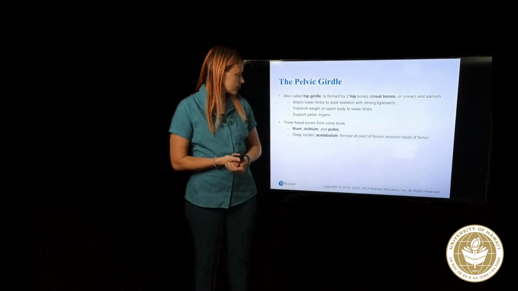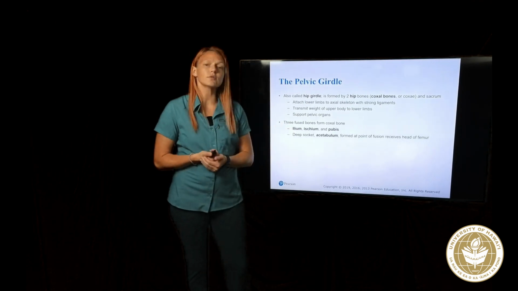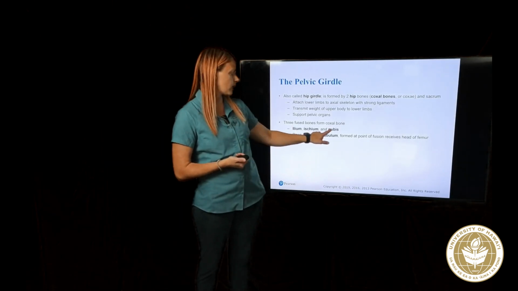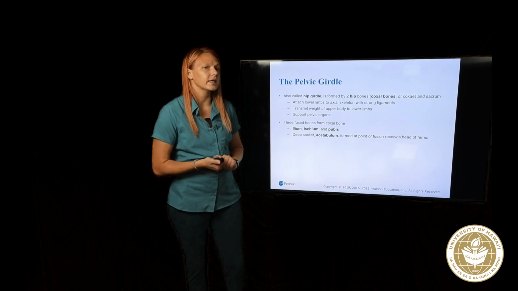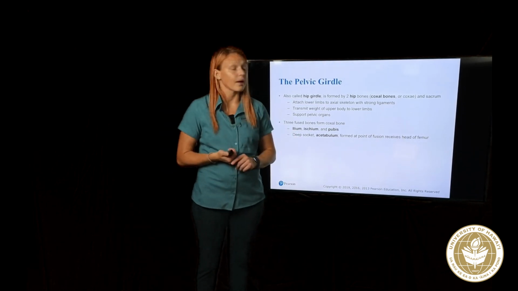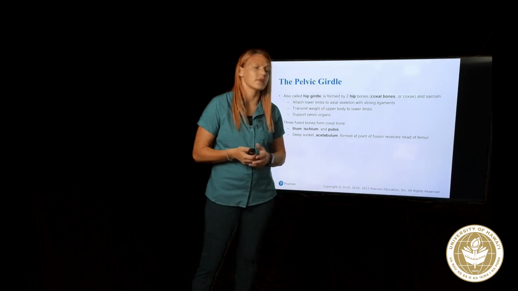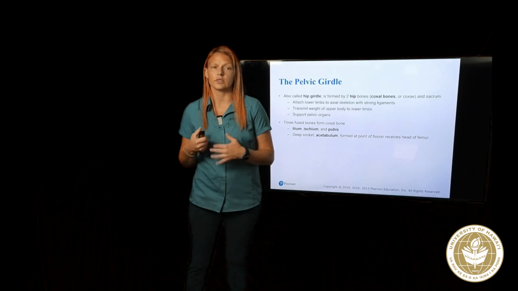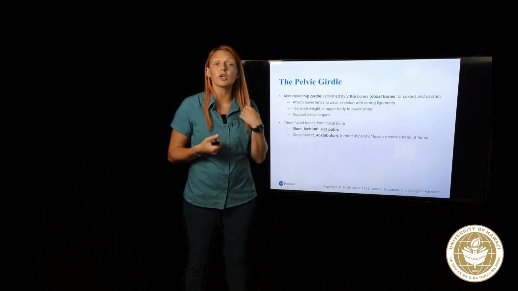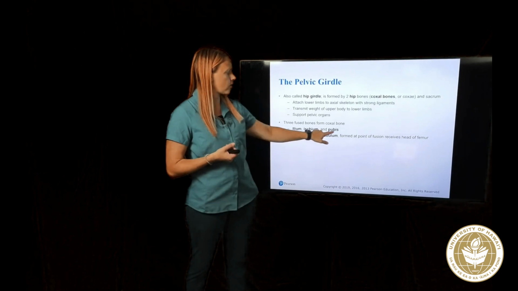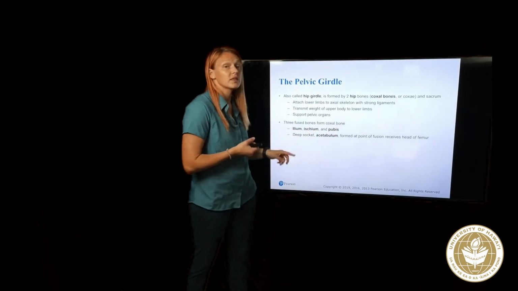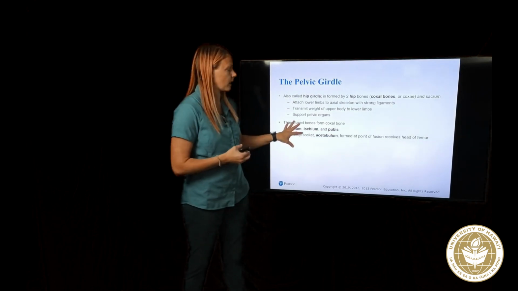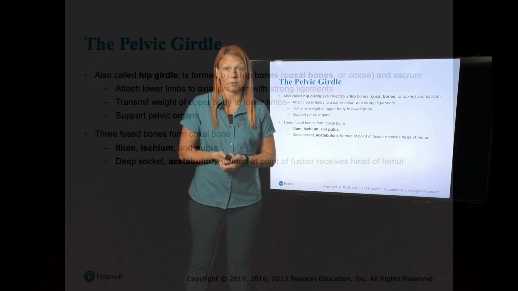The pelvic girdle is going to transmit weight of the upper body to these lower limbs, and it helps to support our pelvic organs. There are 3 fused bones that actually form the coxal bone: the ilium, ischium, and the pubis. And there is a deep socket, the acetabulum, that's formed at the point of fusion that's going to receive the head of this big femur bone. So again, coxal is your hip bones, and when we were younger, these bones here that are now fused, the ilium, ischium, and pubis, were not fused. But as we grow and become adults, they become fused bones that form that coxal bone.